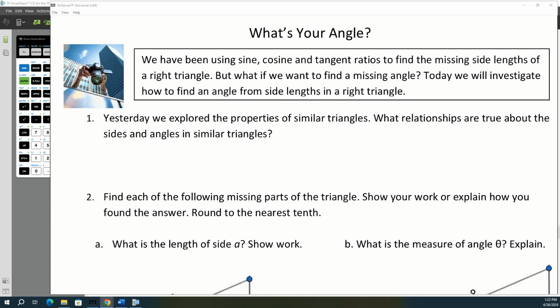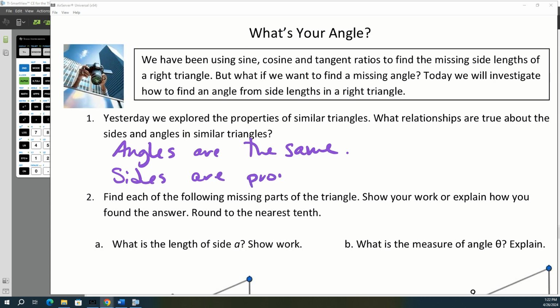All right, so what do we know about similar triangles? What do we know about their angles? Same. Yes. And what about their sides? They're just so many times bigger than the original. Yes, so we're going to say sides are proportional. If you wrote what you said, that's fine.